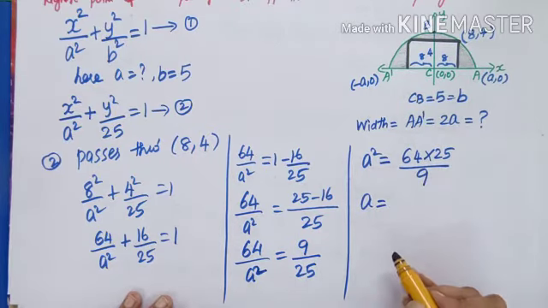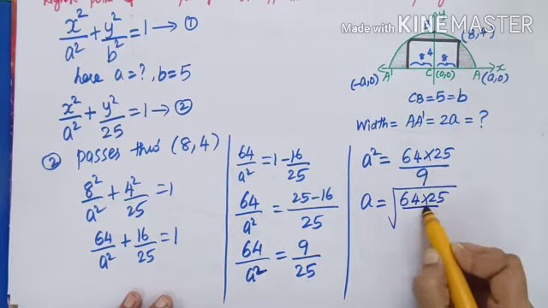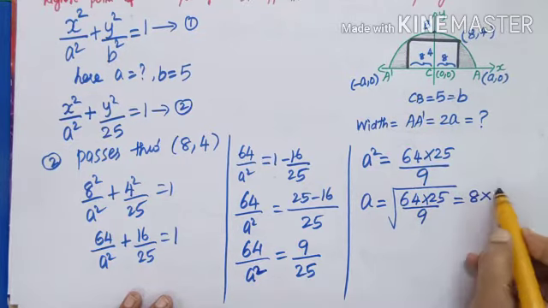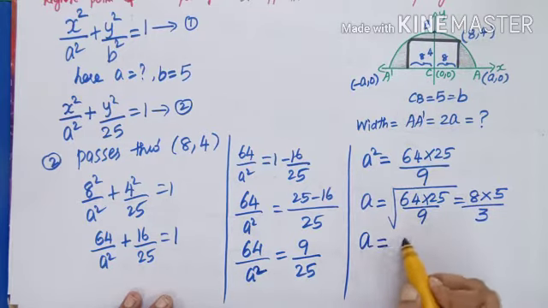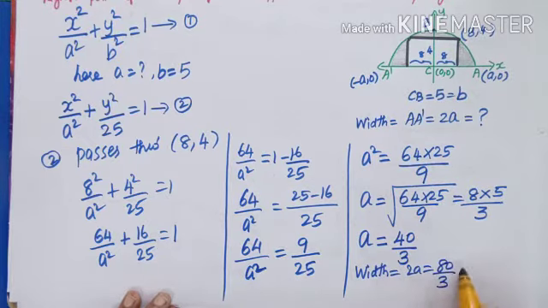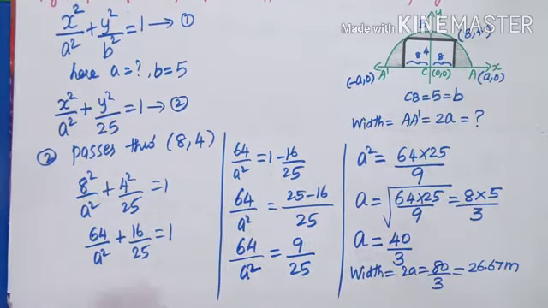My question is 2a. So what is a? Root of 64 into 25 by 9, which is nothing but 64 square root 8, 25 square root 5, 9 square root 3. So we get a equals 40 by 3. Or my required width is 2a, and 2a is 80 by 3. As we divide, we get 26.666, or 26.67 meters approximately. So this is the answer.